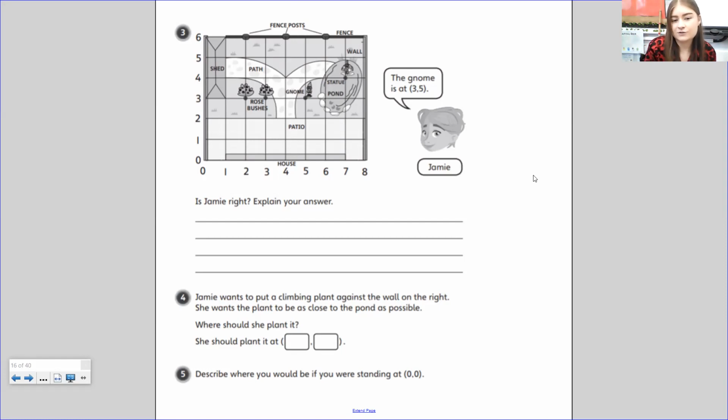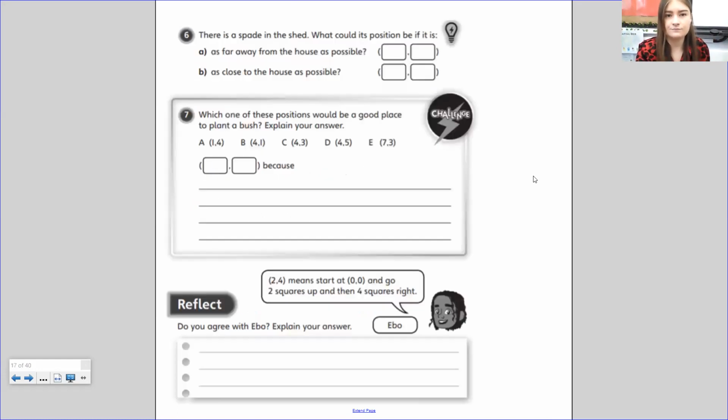then describe where you would be if you're standing at 0, 0. So 0, 0 is you haven't moved anywhere. So describe where you're standing then. What can you maybe see? What are you near? What are you next to?